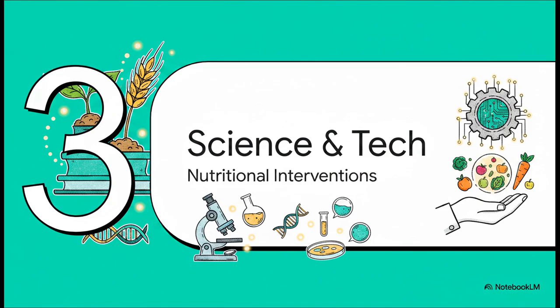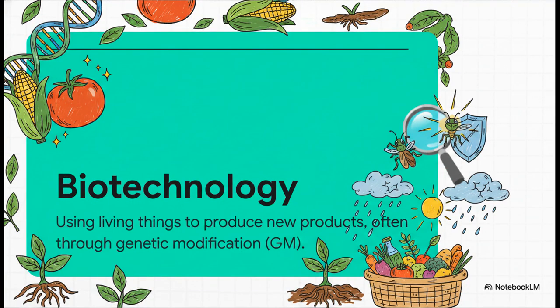Once that immediate emergency aid is delivered, we've got to look at the midterm. How do we make the food that is available better? A major key term for your course vocabulary here is biotechnology. This literally means using living things to produce new products, often through genetic modification, or GM.